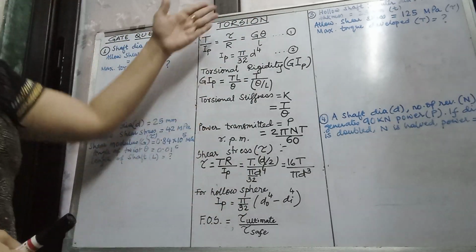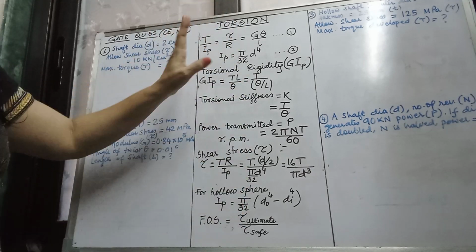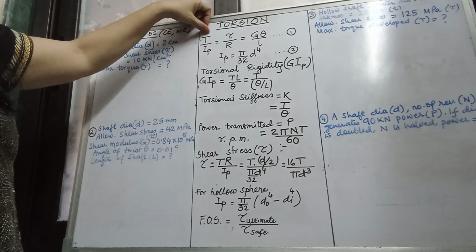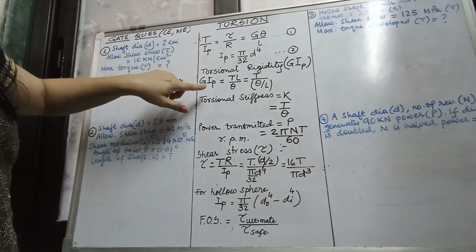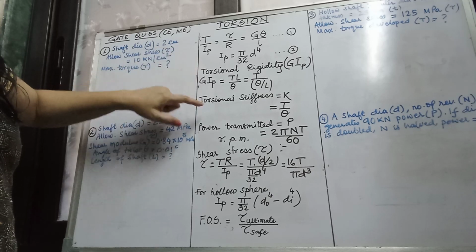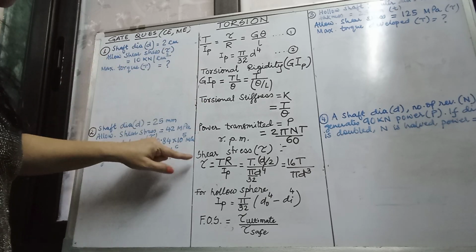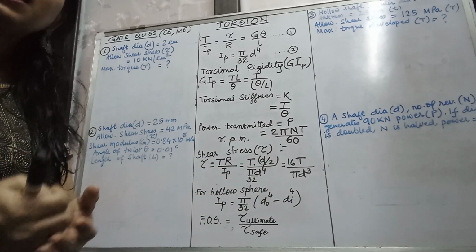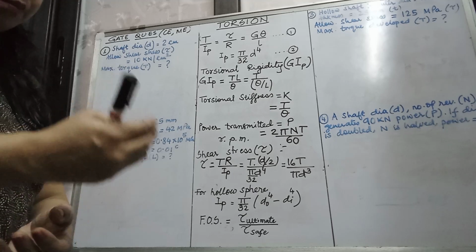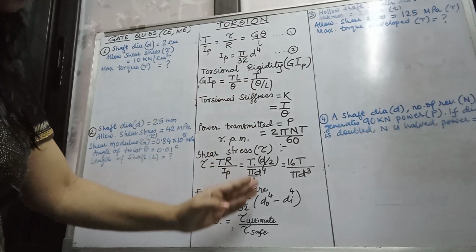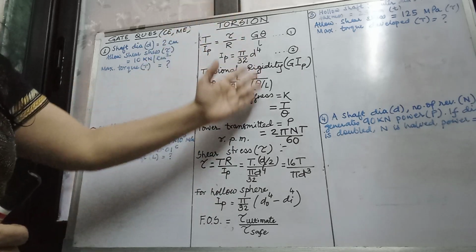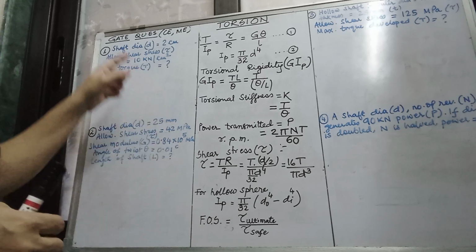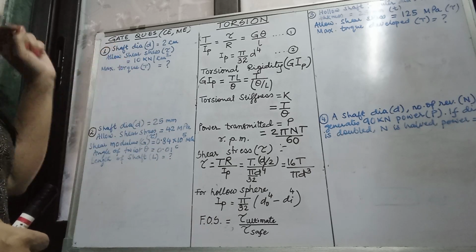Now the question is why I have told you about all these things. See, first of all, this is the basic formula. You have to memorize it. You have to know it. Then IP, torsional rigidity, torsional stiffness, power transmission, the shear stress expression, and this factor of safety, all these come as theory questions in GATE. So when you solve the theory part of torsion, you will see that all these things I have already covered over here. Now we will start with the numerical questions.